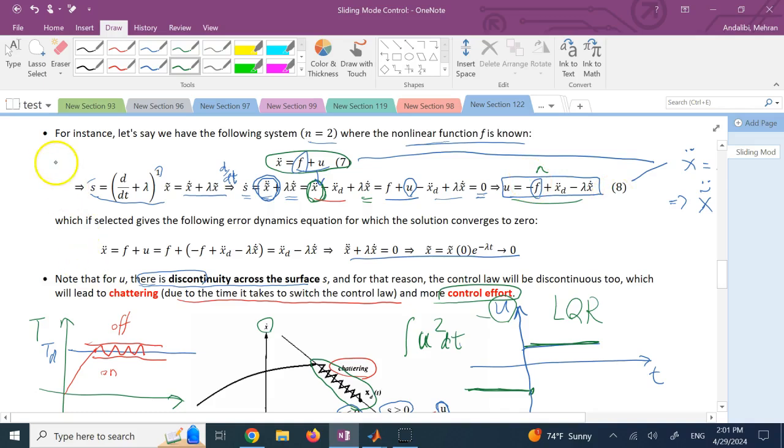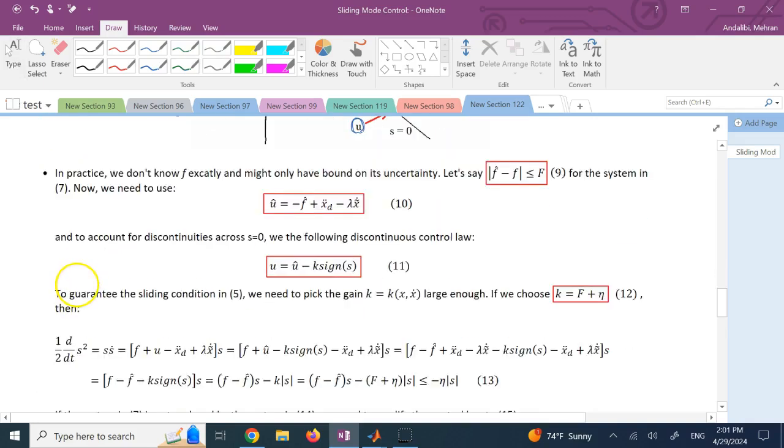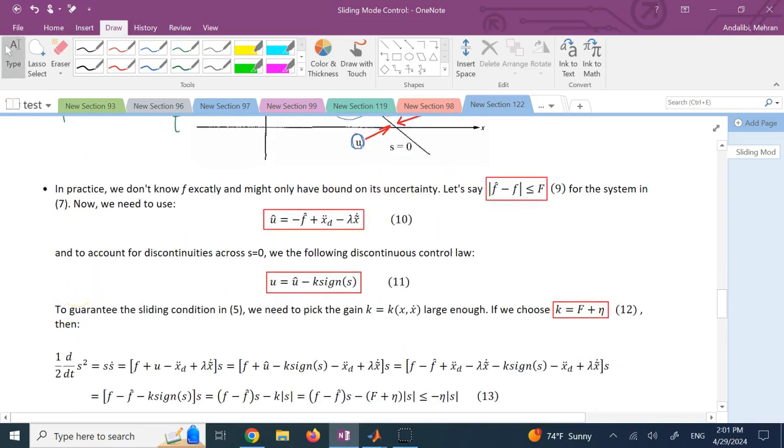Would that basically give me any performance that I need? So let's take a look here. Let's say we don't know f, and all we have is f hat. But as I said, we have some bounds on the uncertainty.